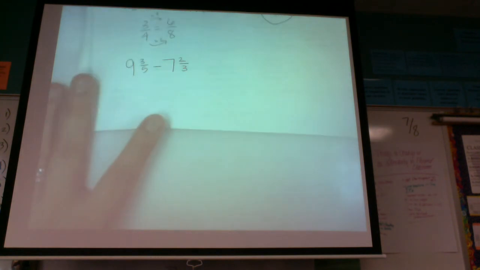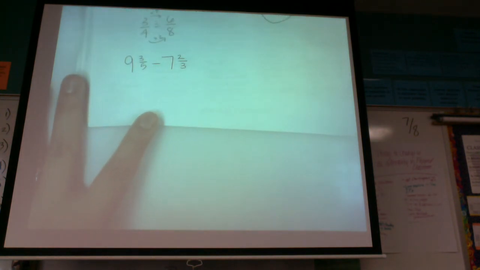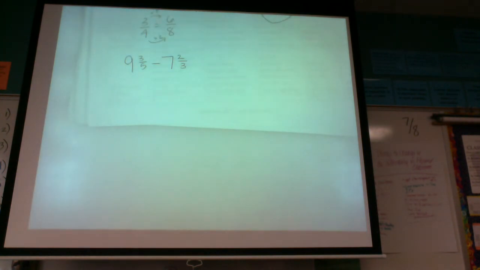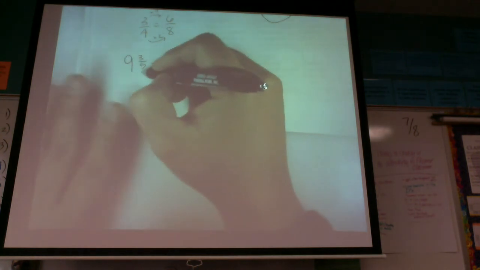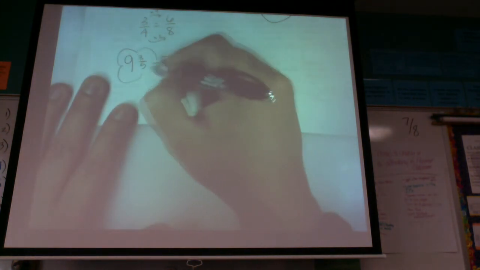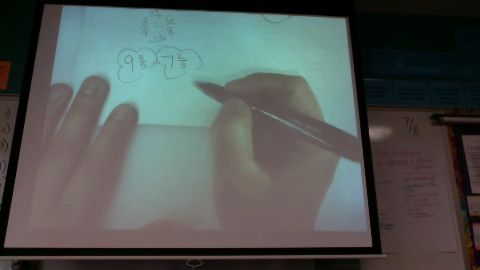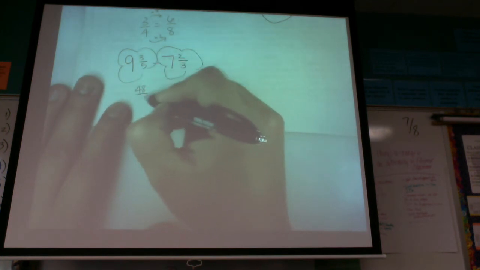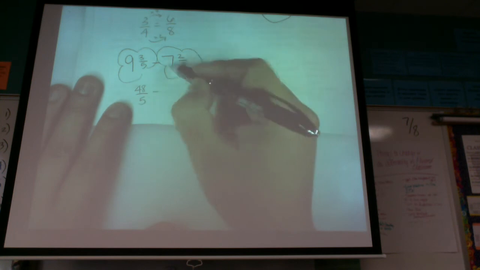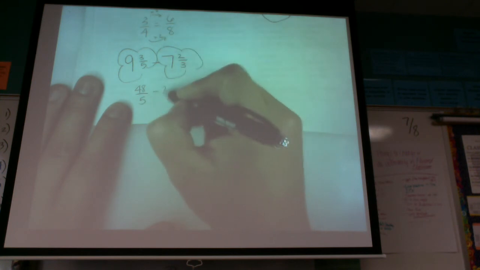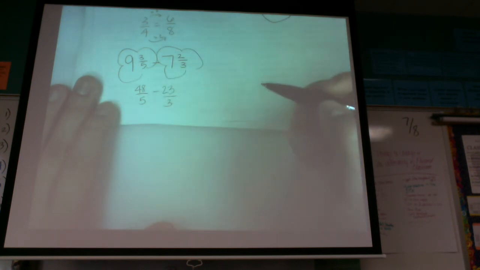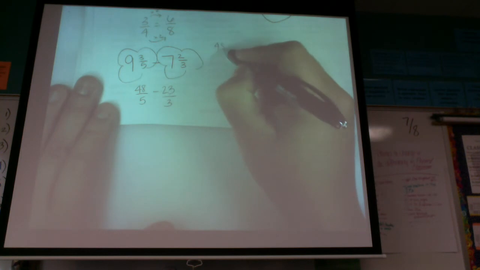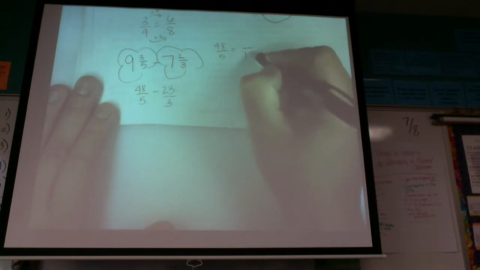Now I have two mixed numbers, 9 3/5 minus 7 2/3. Let's go ahead and popcorn each of these. You don't want to be caught just doing those whole numbers in case one's bigger. So that's going to be 48/5 minus 23/3. Common denominator there is going to be, looks like 15 again.